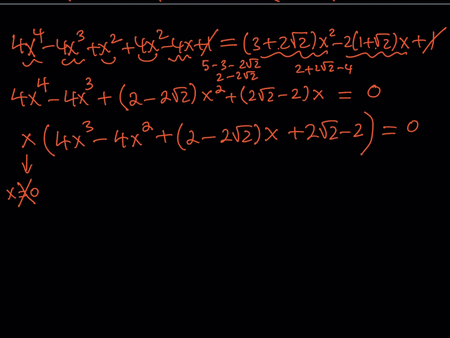How do we deal with the cubic? First of all, I want you to notice the following. We always do this check: we must replace x with 1. What is the sum of the coefficients? When you replace x with 1, you're going to notice that 4 minus 4 plus 2 minus 2 root 2 plus 2 root 2 minus 2. This is 0. This is 0. This is 0. Wow. The sum of the coefficients is 0.